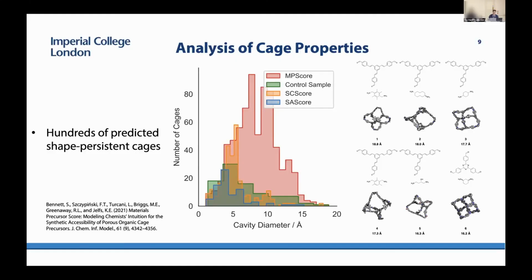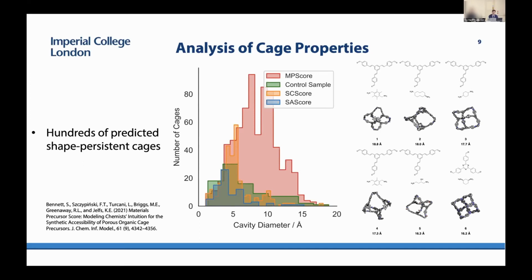So promisingly, once we'd finished this screening workflow, we found hundreds of cages that were predicted to be shape-persistent following the optimization process. And this is a great many more than have been experimentally realized to date, and it's promising that there are also many more to discover in the future as well. And we found that many of these cages had a cavity diameter of around 5 angstroms, which is a value typically found in the literature.